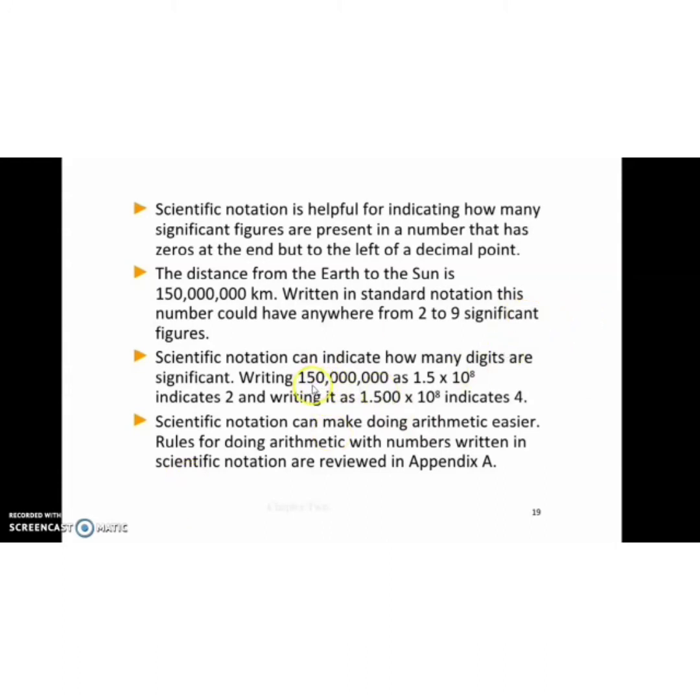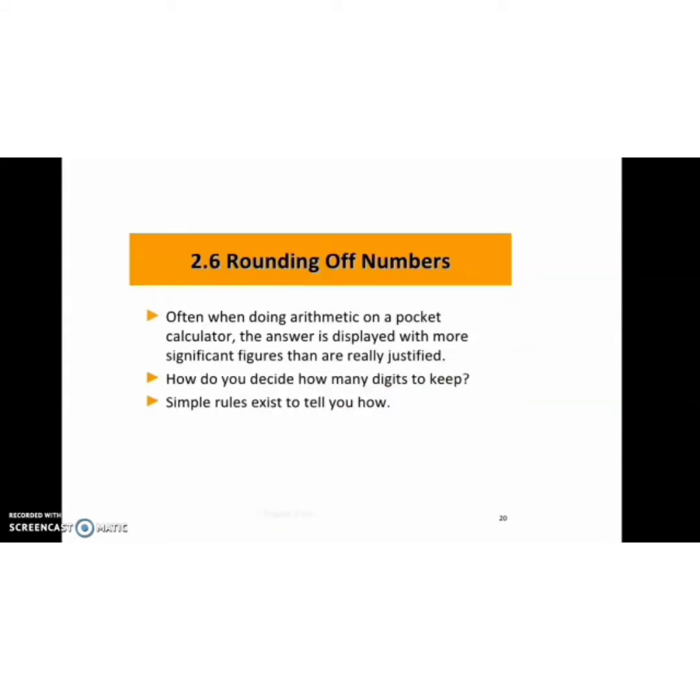For example, in the first case, 150 crore kilometers can be written in scientific notation as 1.5 into 10 raised to 8. So how many significant figures are there? By neglecting zeros, 2. If it is 1.500 into 10 raised to 8, these zeros are also significant figures. So how many significant figures? 1, 2, 3, 4. So this is how to write scientific notation.